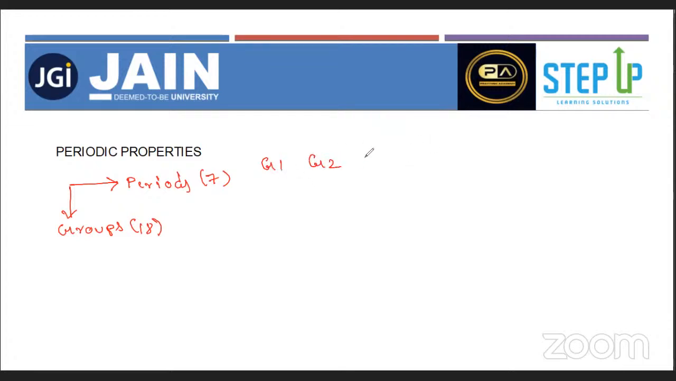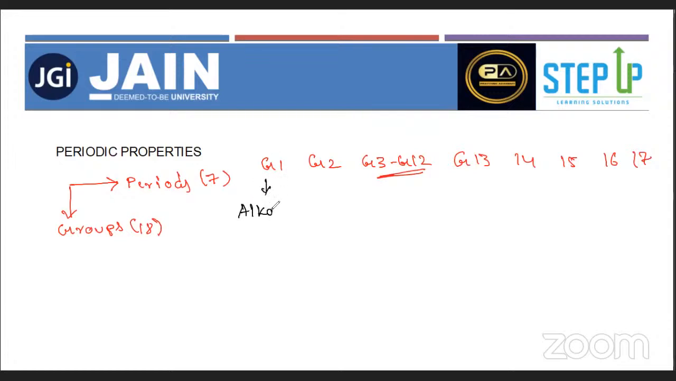So we have group 1, we have group 2. Group 3 to group 12 are the transition metals, and then it comes group 13, 14, 15, 16, and 17. We have different names for these according to their behavior. What is the different name?